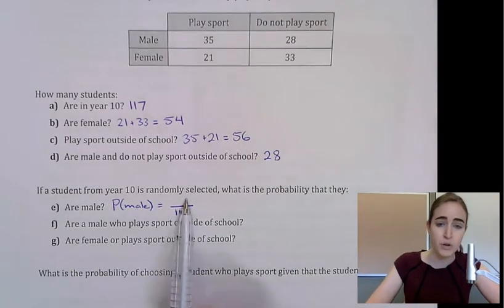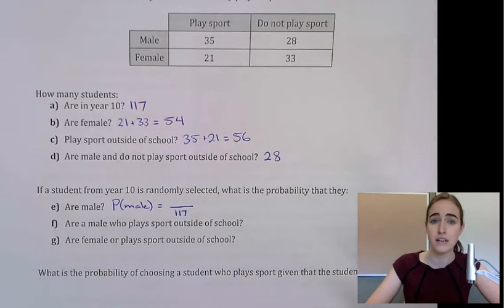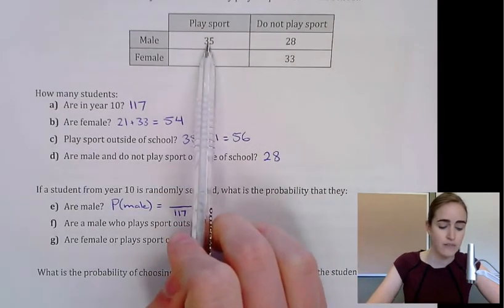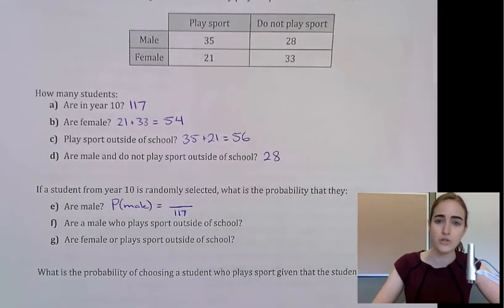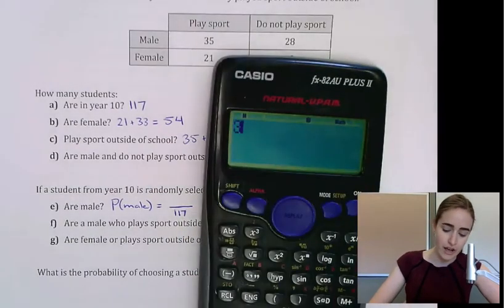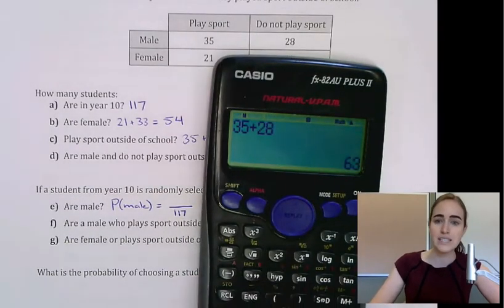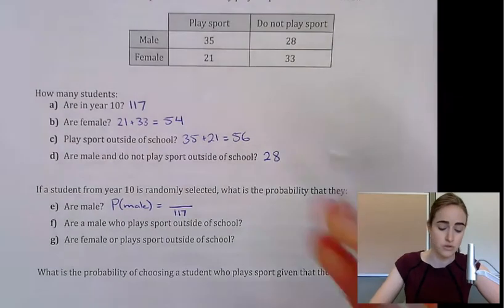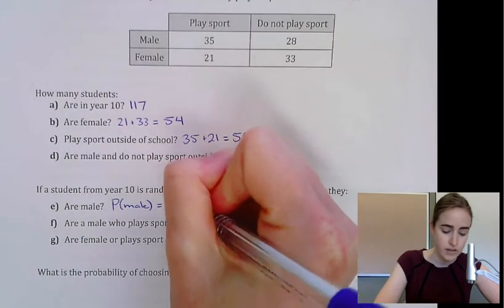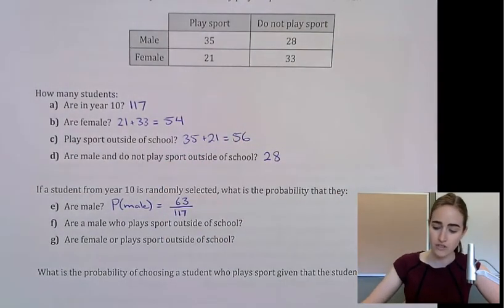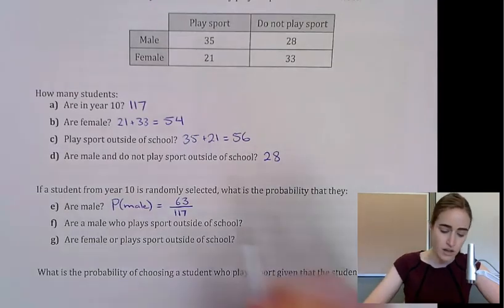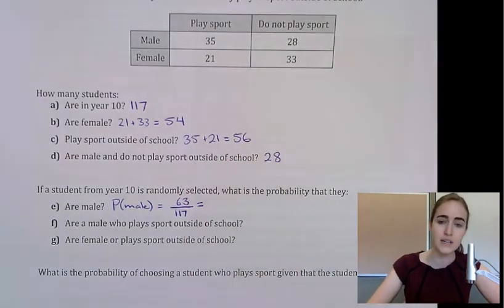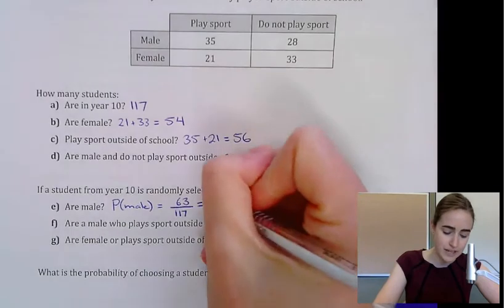But to find that numerator, we need to know how many males there are. So there's 35 males who play sport and 28 who don't. So we're going to go that 35 plus 28 will tell us that there's 63 male students in total. So we'd have 63 over 117. So we can simplify that down if we pop it in our calculator, and it would simplify down to 7 over 13.